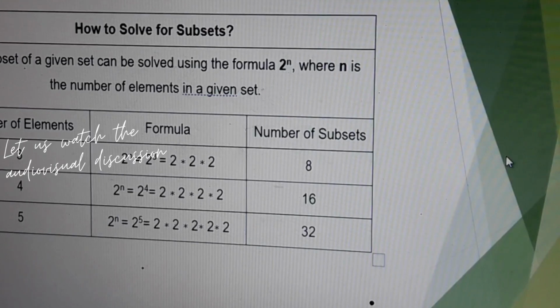I think it's not adding. By the way, we will correct this table provided. The symbol is multiplication, the asterisk. I thought it's addition. So again, there are 3 elements, so 2 to the power of 3 is equivalent to 8, meaning you are multiplying 2 three times by itself.